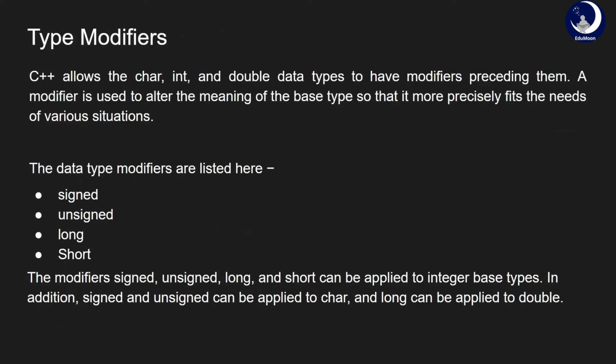Now type modifiers. C++ allows the char, int and double data types to have modifiers preceding them. A modifier is used to alter the meaning of the base type so that it more precisely fits the need of various situations. The data type modifiers are listed here: signed, unsigned, long, short. The modifiers signed, unsigned, long and short can be applied to integer base types. In addition, signed and unsigned can be applied to char and long can be applied to double.